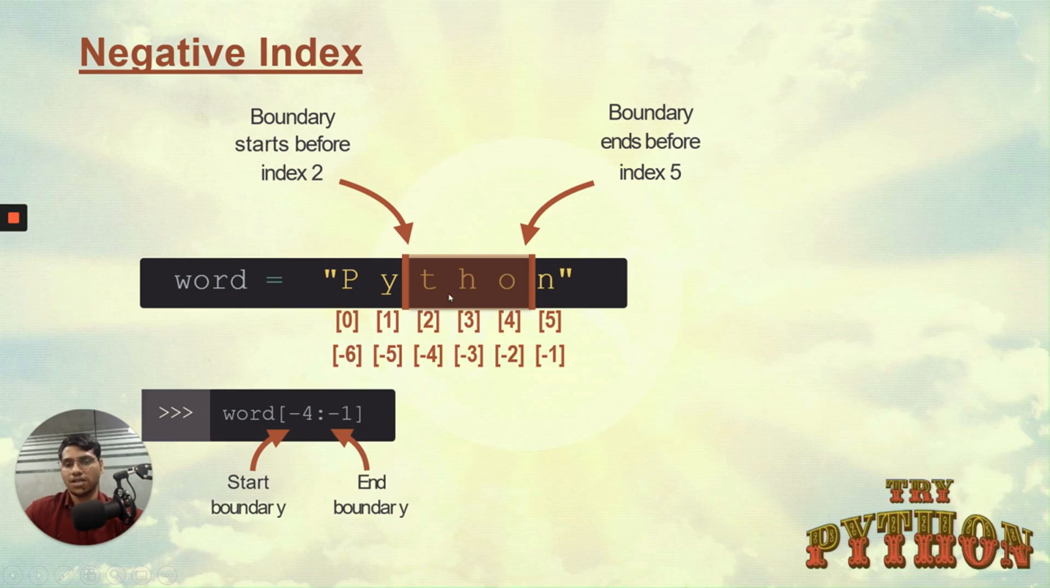If we want this THO, again we have to use the same formula. Formula will be starting index, that is -4 colon the ending index plus 1, that is -2 plus 1 will be -1. So if I run this code, it is going to give me the same output, that is THO. So this is the concept of negative indexing.